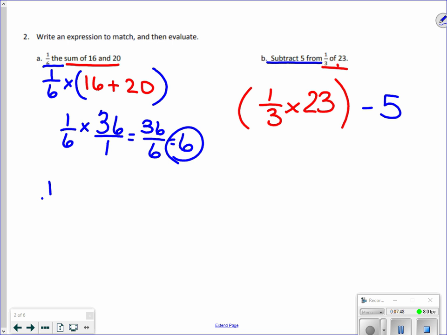If you did 2.0, 6 can go into 6 one time. 6 can go into 36 6 times. 1 times 6 is 6. 1 times 1 is 1. Either way, you still get 6.